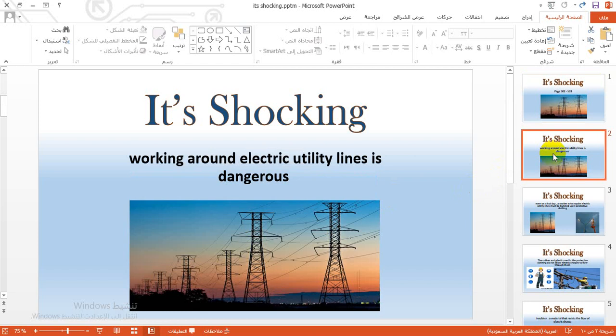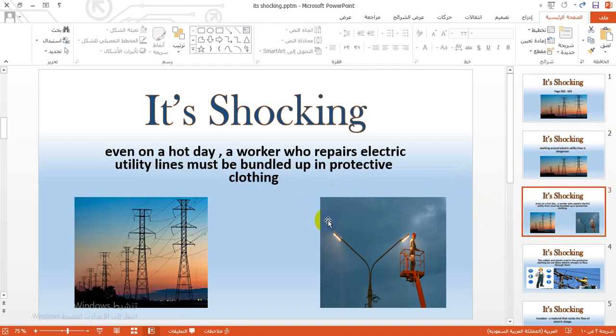Working around electric utility lines is dangerous. I told you that because the workers who repair the lines or the huge wires face death when they are repairing some huge wires, or if they touch a wrong wire. That's what I mean. Even on a hot day, a worker who repairs electric utility lines must be bundled up in protective clothing.